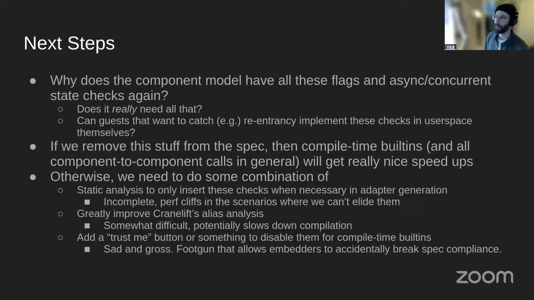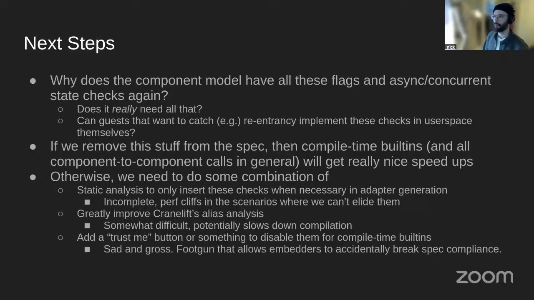So the next steps: the biggest question I have is, I've kind of lost track of exactly what's going on in the component model with all of these flags, and all of these async and concurrent state checks. Do we really need all of that? Is there stuff that we can punt from the component model into user space, where guests that want to catch reentrancy or whatever can implement these checks themselves, and guests that don't need those things don't have to?